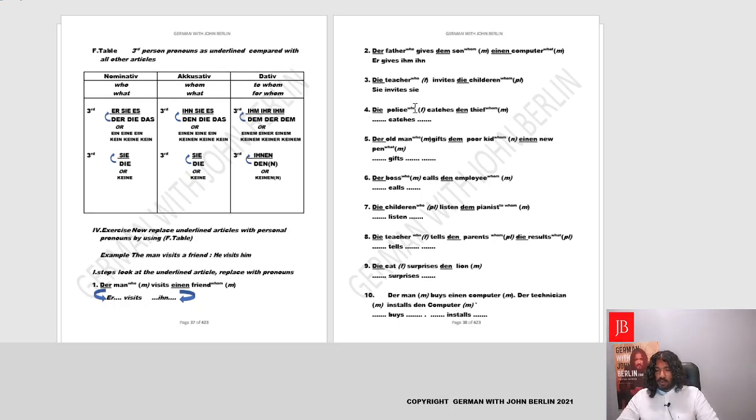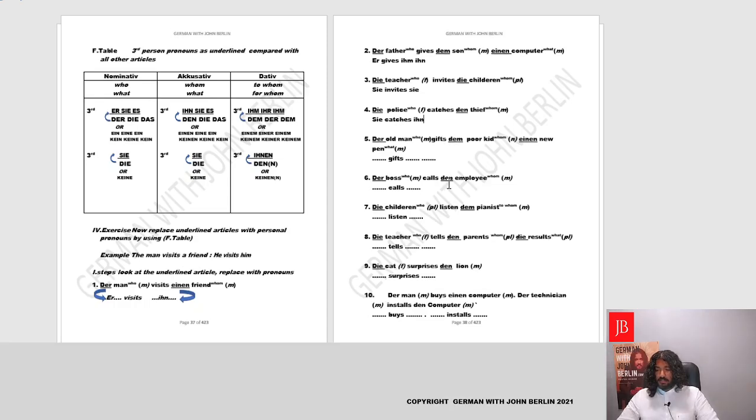Okay. The police catches the thief. Again, let's find out who. We go to who. The police, feminine. So instead of die, we'll write sie. Very good. She. So police is feminine in German. She catches the thief. Thief is again whom. We go to whom, and it's den Dieb. So we'll see den. Instead of den, we'll write ihn. Fantastic. So she catches him. She being the police, him being the thief.